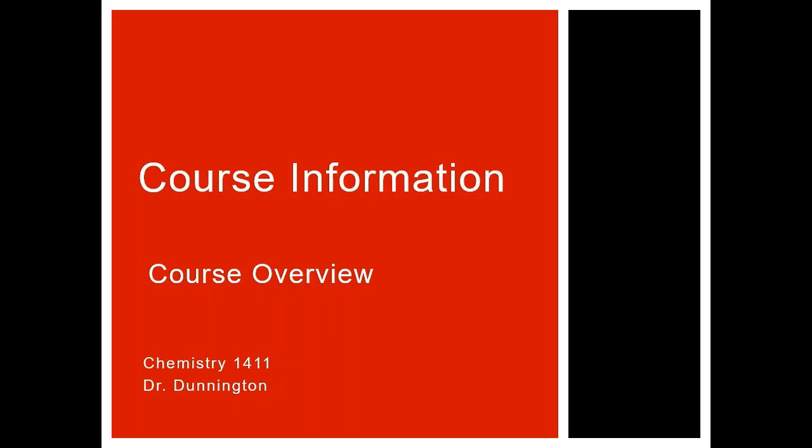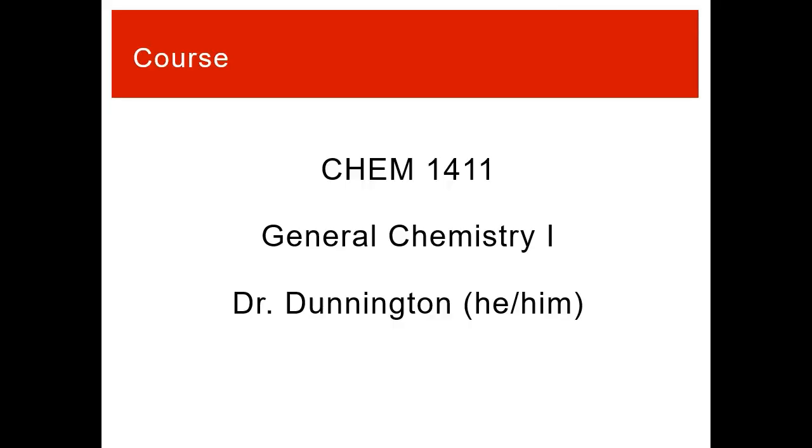1411. We will do some chemistry, but before we get into that, I want to talk a little bit about some information about the course, starting high level with a course overview. So this is Chemistry 1411, General Chemistry 1. Hopefully that's what you thought you signed up for. I am Dr. Dunnington. I'm going to be with you for an online lecture, and then we'll do the on-campus lab, on-campus activities every Tuesday and Thursday.